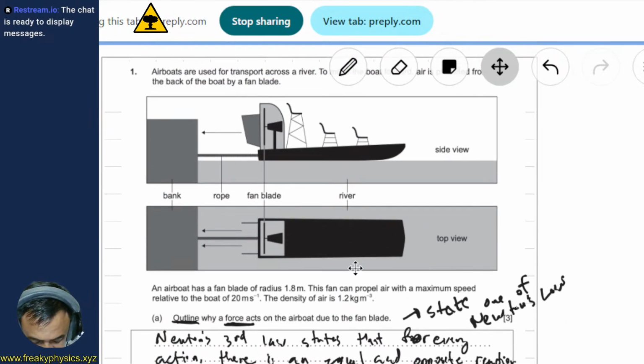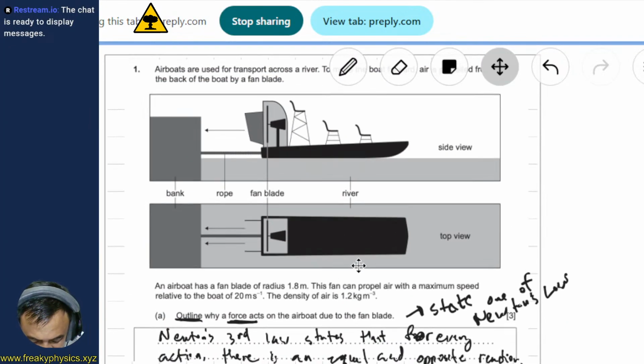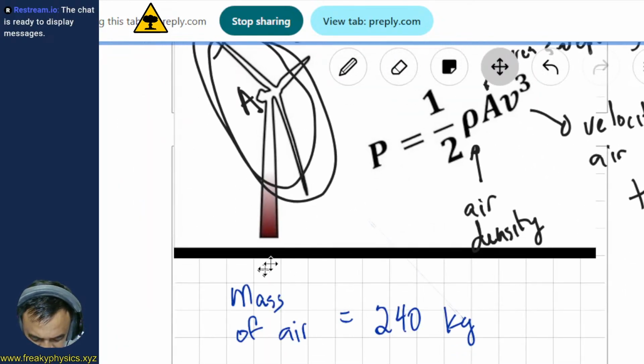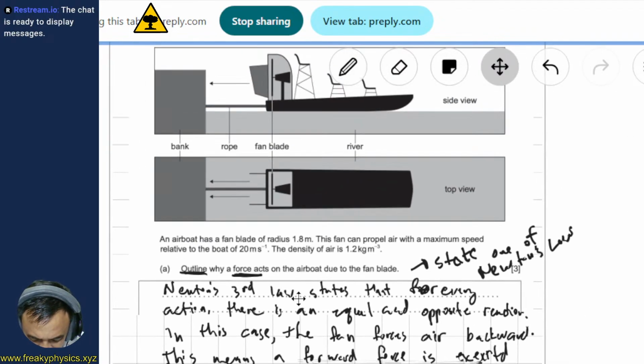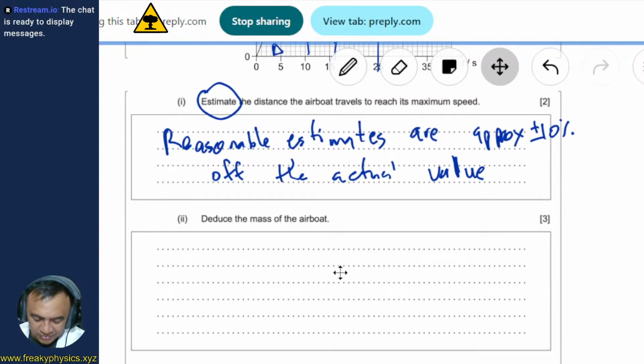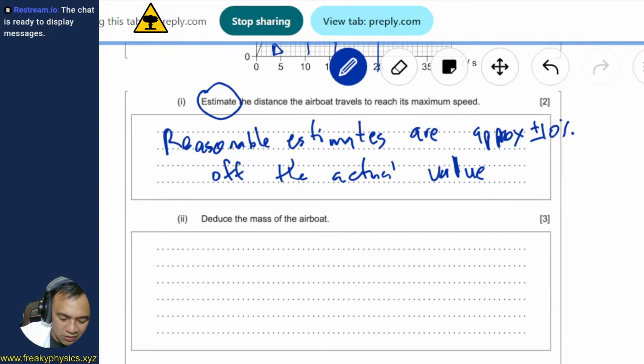We know here in A that there is a force acting on the air. And we know the mass of the air. We know the mass of the air. And we know the change in the velocity of the air. I think we can do it like that. So the easiest way to do this is to use Newton's third law.